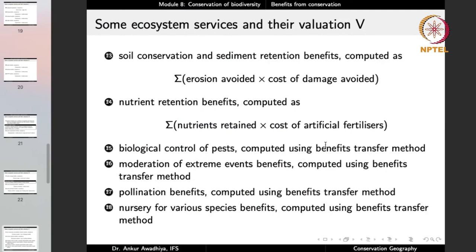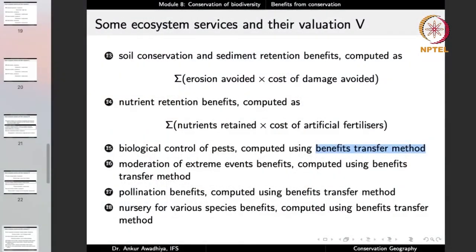Biological control of pests can be computed using the benefits transfer method, in which case we do an intensive study in one location and use the same values in other locations, or by computing the cost of the pesticides that would have to be sprayed, the cost of transporting those pesticides, and the cost of applying those pesticides, including the health costs of those pesticides. Because whenever we release pesticides into the environment, they invariably make their way into the food chain and they reach us as well through our food. So what is the cost of the diseases that they are causing? If you add all of them together, we get the valuation of the pest control benefits that the forests and other ecosystems are providing.